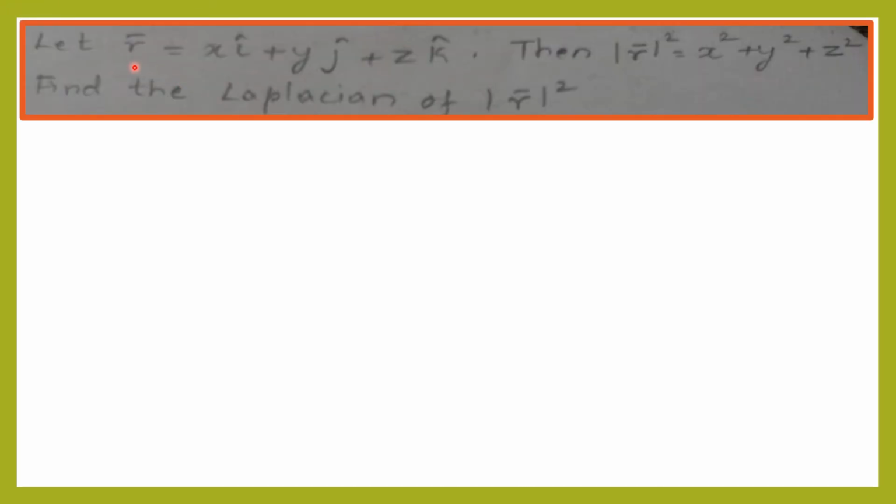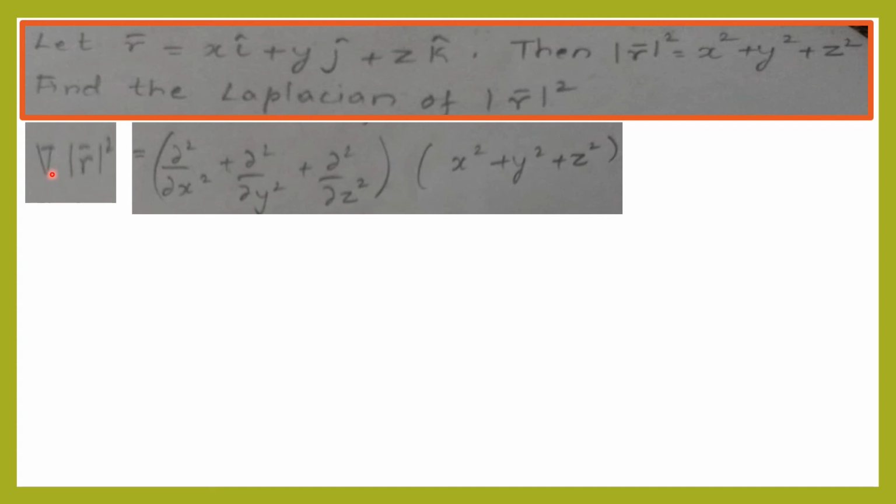Next, let r bar be equal to x i cap plus y j cap plus z k cap. The magnitude of r bar, its square, is given as x square plus y square plus z square. We have to find the Laplacian of mod r bar square. So we have to find del square of this mod of r bar square.